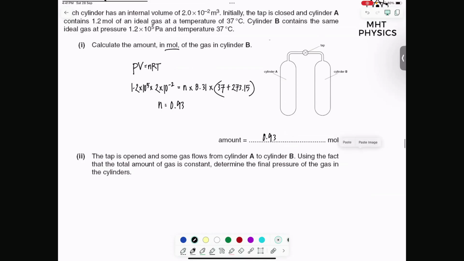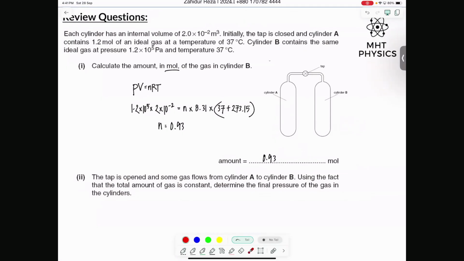Here it says each cylinder has an internal volume of this much. Initially the tap is closed and cylinder A contains 1.2 mole of gas, and the temperature is 37 degrees Celsius, and cylinder B contains the same ideal gas with a pressure of 1.2 into 10 to the power 5.